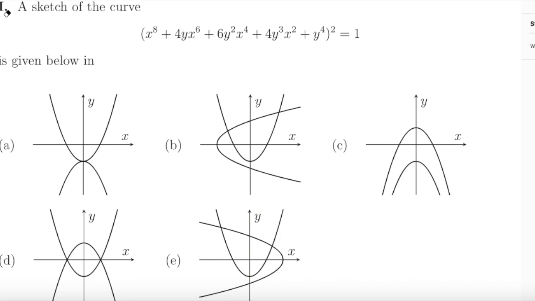This is question 1, part I. A sketch of the curve. This is given below in these curves. So basically we need to find some sort of suitable way to write this equation that will lead us to the answer and choose the right answer out of these selection of curves.